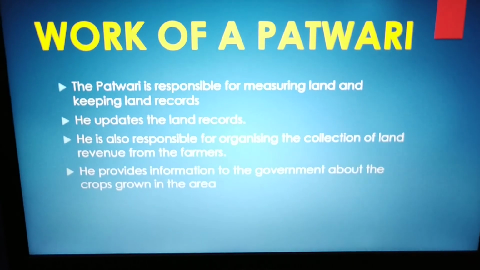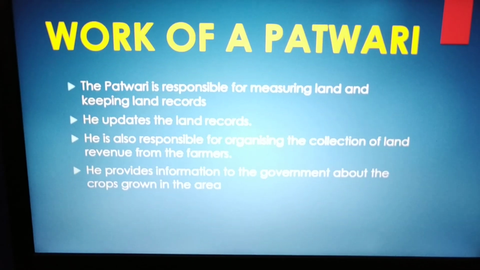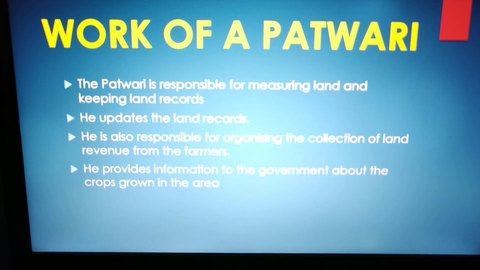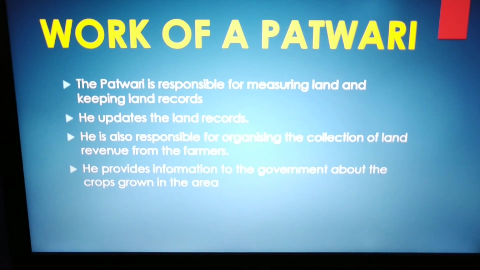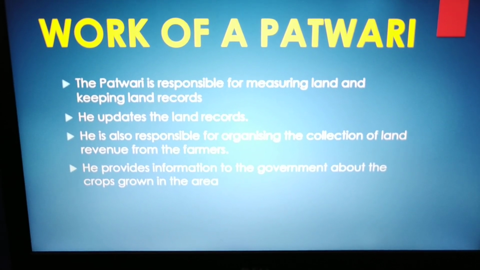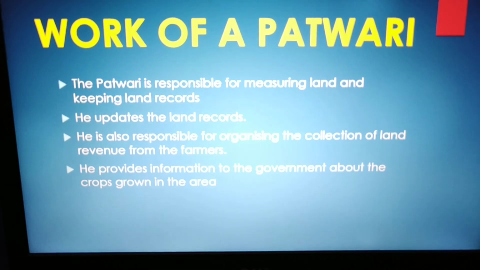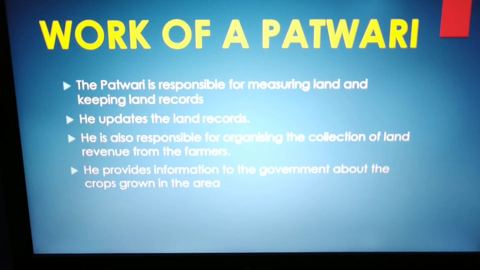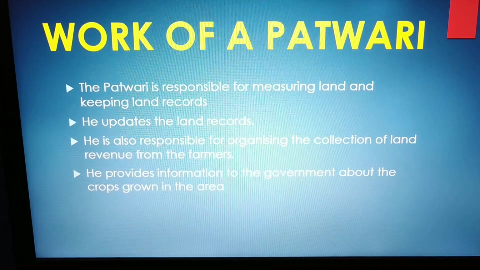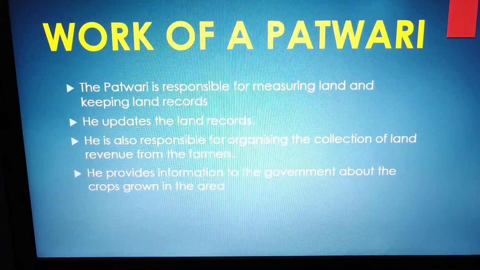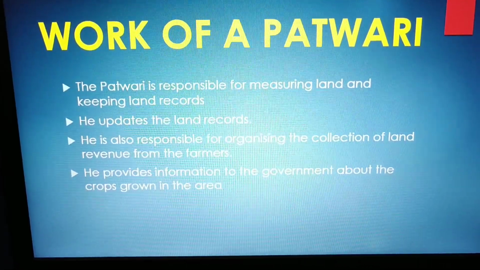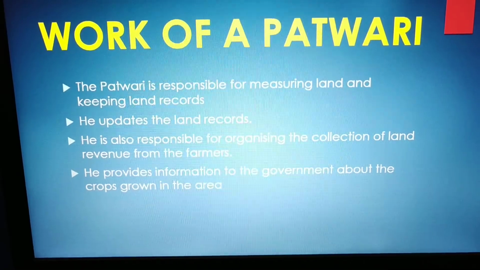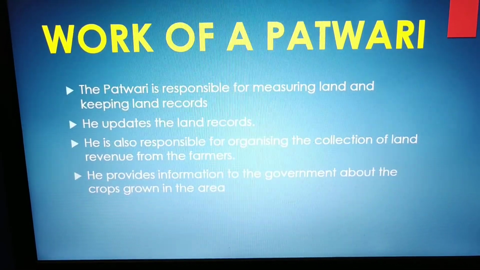Okay, so who is a patwari basically? Patwari is actually not an elected person, because we have learned more about elections in this book. He is basically an appointed person who is appointed by the government. And what is the work of a patwari? Let's see. The patwari is responsible for measuring land and keeping land records.